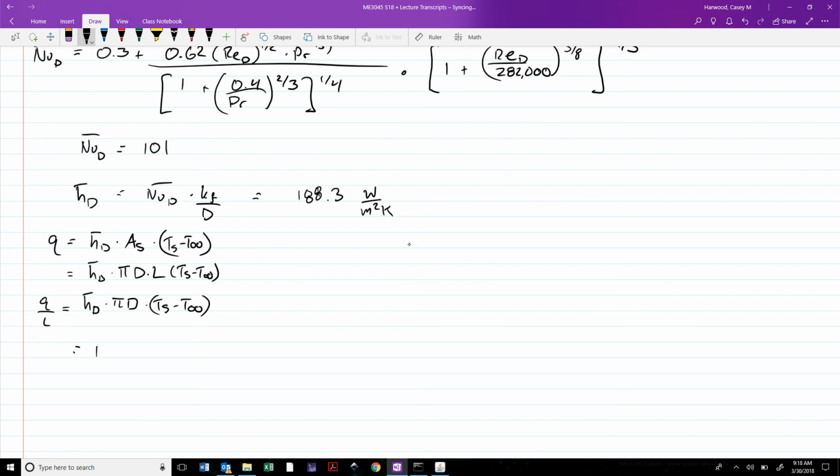which is going to work out to 188.3 watts per meter squared Kelvin times pi times 0.02 meters times negative 345 Kelvin, or approximately negative 4,080 watts per meter.